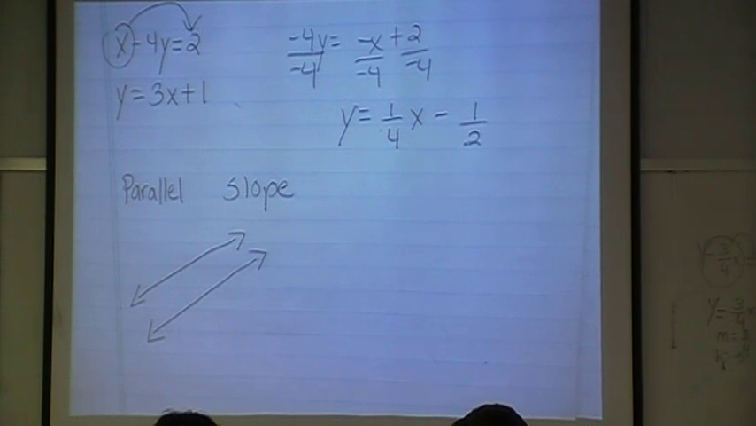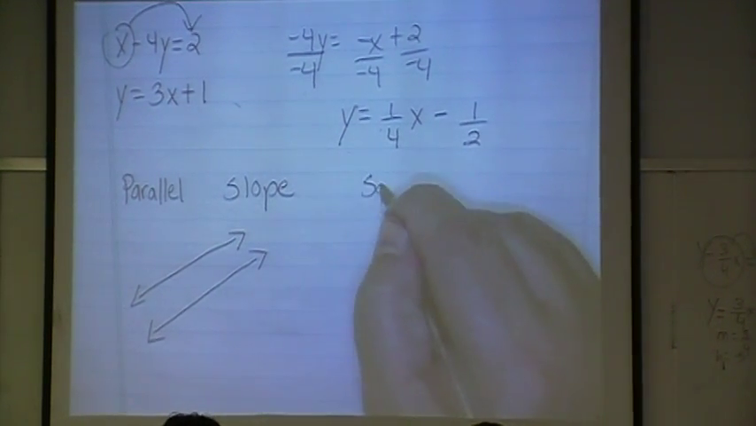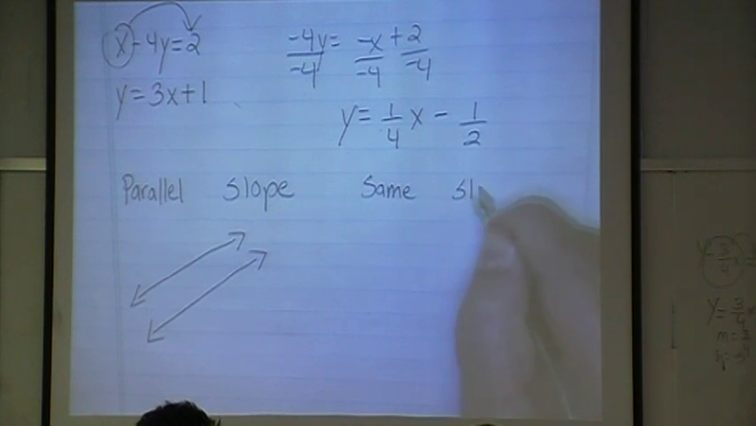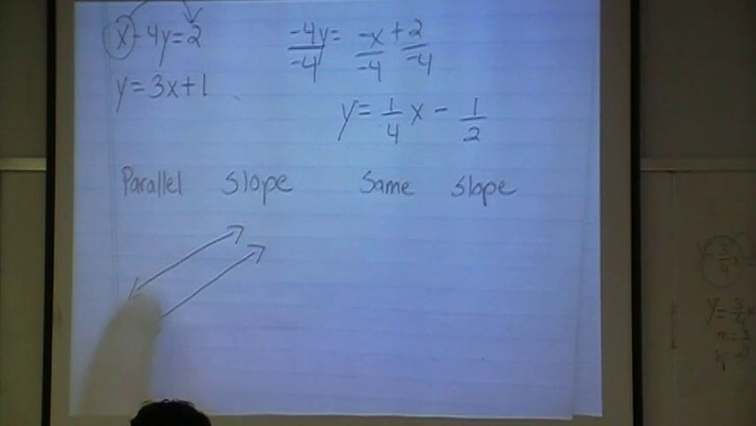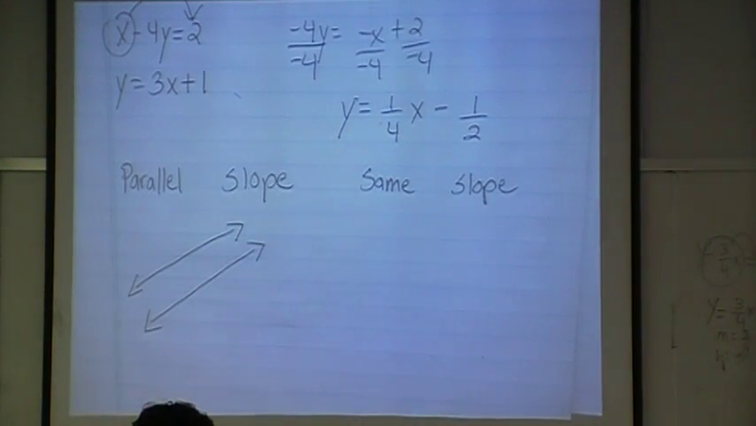Parallel slope. Parallel lines are doing what? They're running in the same direction, right? Forever and ever. Parallel slope is called the same slope. Parallel slope is the same slope. You can have two different lines that have the same slope. Okay?